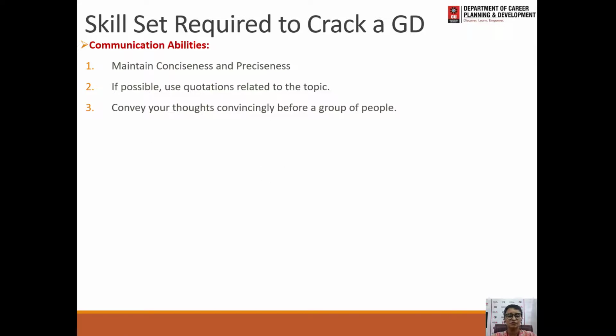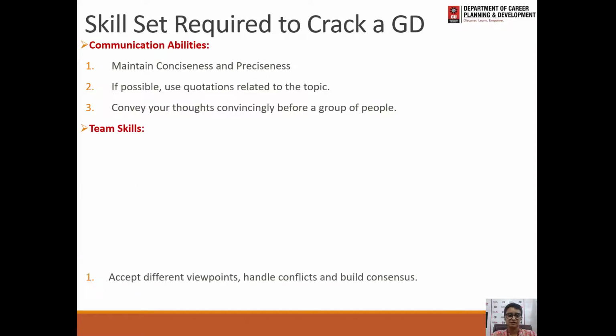Then the next point is to convey your thoughts convincingly before a group of people. When you are making a statement, somewhere this statement carries the information that you have in your thoughts, and you have converted those thoughts into a statement. And when that statement has been shared by you, you yourself should not sound doubtful about it. You should sound confident and you should convincingly share your idea and your thoughts.